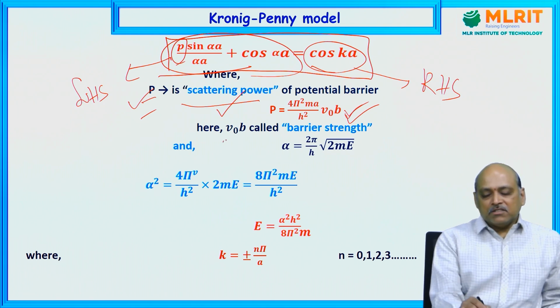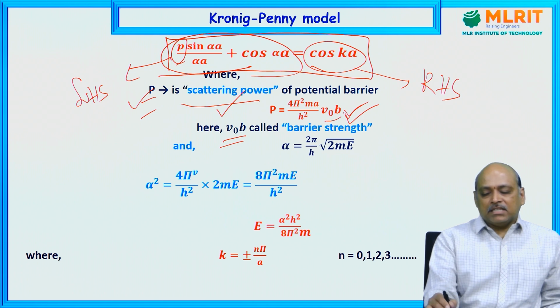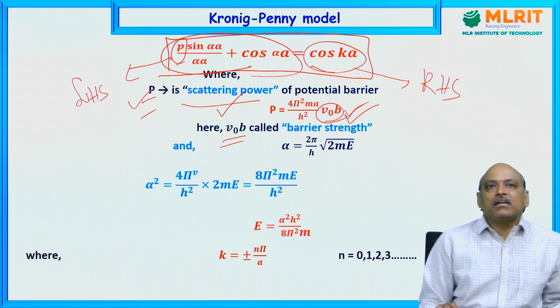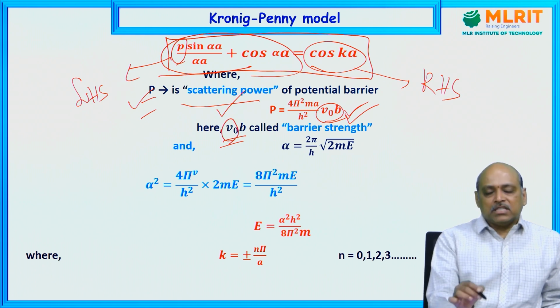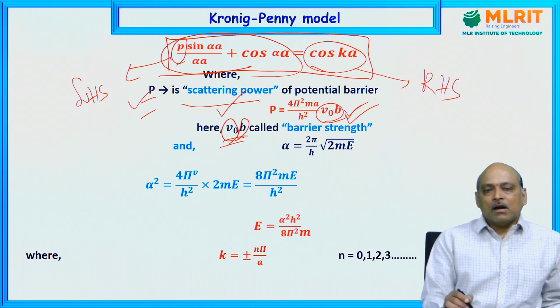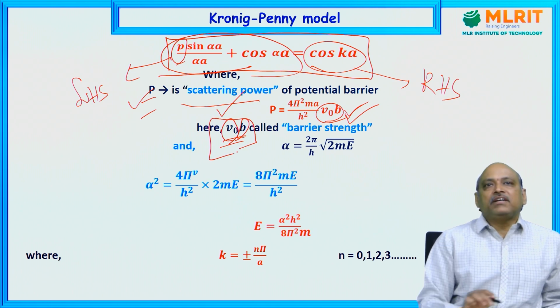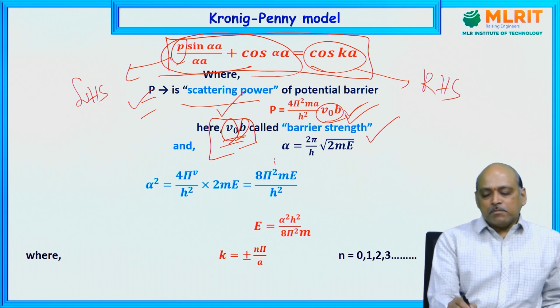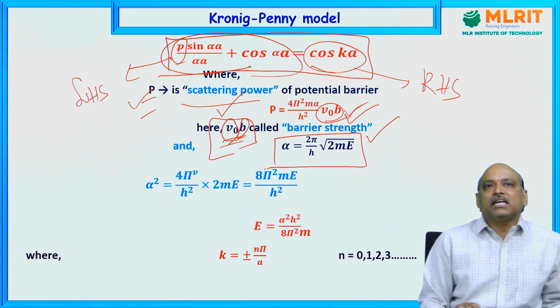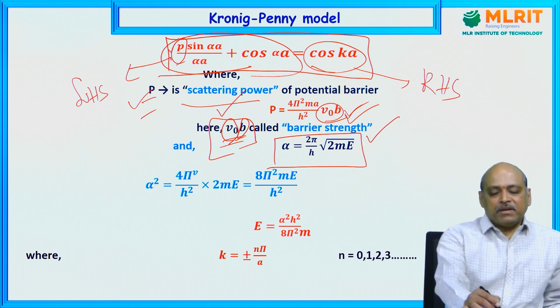Now, what is V naught into b in this equation? V naught is nothing but V max. V max into b: V max is the height of the potential barrier and b is the width of the potential barrier. Height into width will give the barrier strength. And a very important parameter in this equation is alpha. What is P? We know.